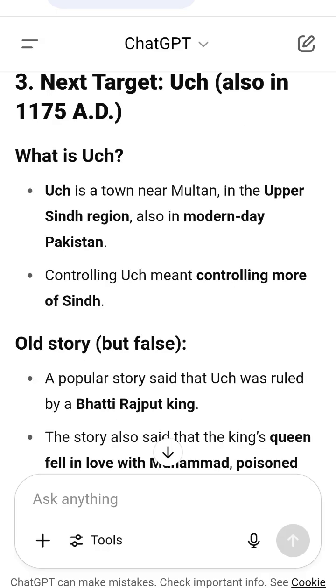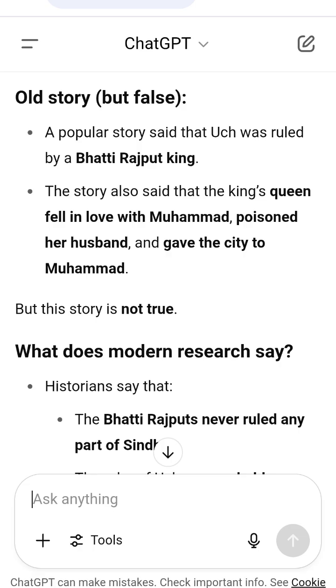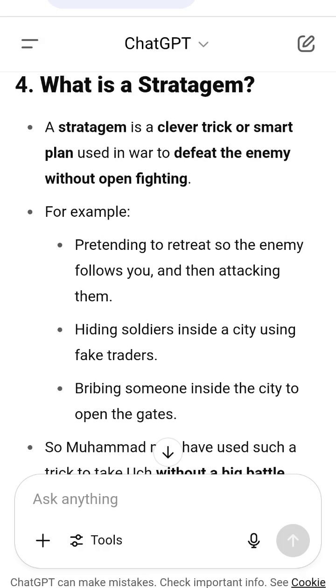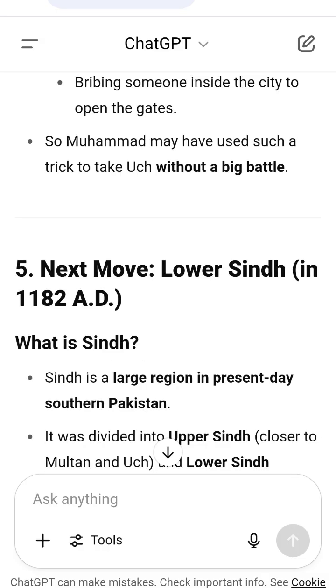But this story is not true. Historians now say that Rajputs never ruled Uch. The ruler was most likely another Karmathian Muslim, just like in Multan. Muhammad captured Uch, possibly by using a clever trick called a stratagem, like sneaking in soldiers, bribing someone inside, or some other smart plan.